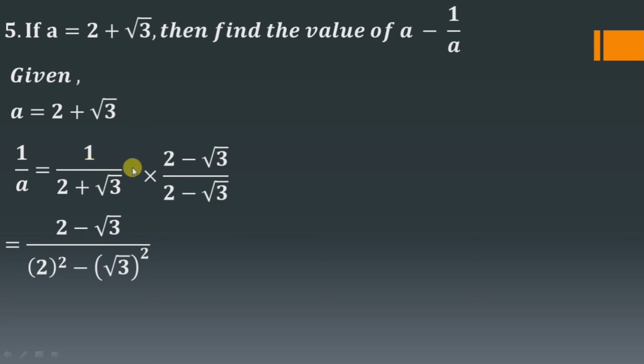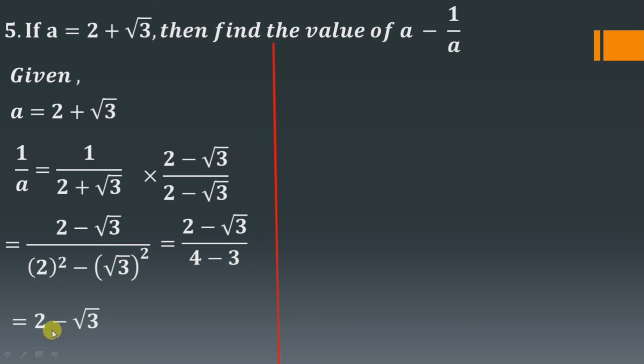I will get 2 1s are 2, minus root 3 into 1 is root 3. This is 2 square minus root 3 square, which is equal to (2 minus root 3) divided by square of 2 is 4 minus square of root 3 is 3. So which is equal to 2 minus root 3. So now I need to find the value of a minus 1 by a. Let's put the value a is equal to 2 plus root 3, minus 1 by a is equal to 2 minus root 3.